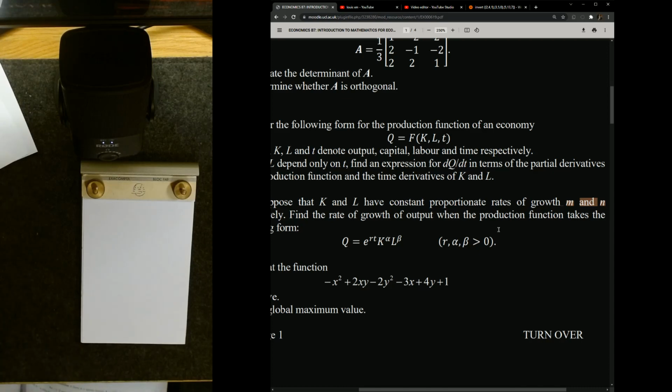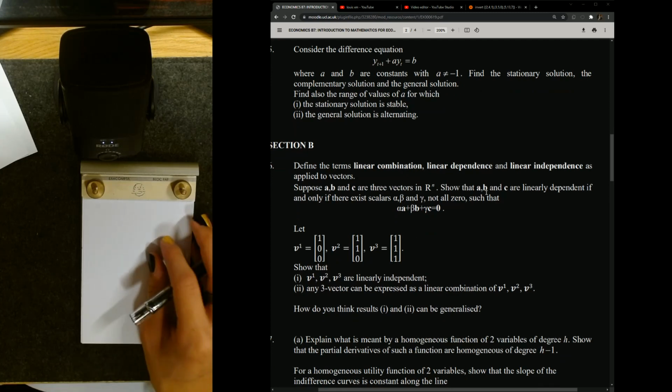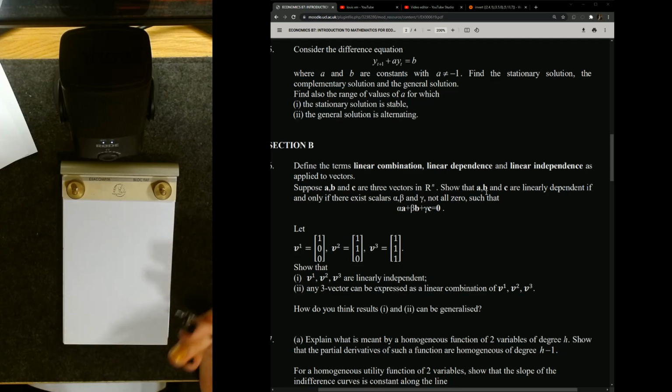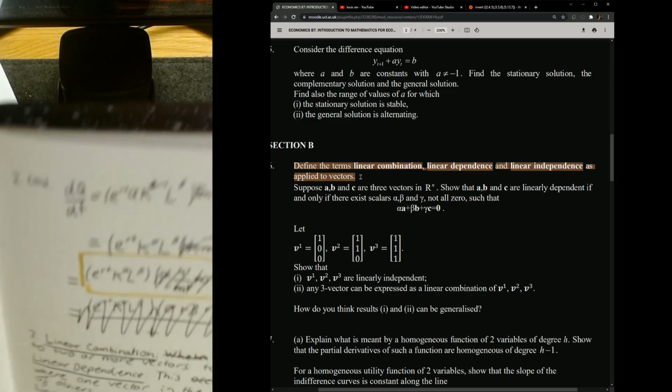Now moving on to number 9. Let me just pause as I scroll. Voila! Here it is. Okay, now I'm aware that a lot of people had trouble on this because it's a bit vague, but essentially I'm going to go through everything here. So, first of all, it asks you to define the terms linear combination, linear dependence, and linear independence as applied to vectors. I'm not going to bother writing it out, so I'm just going to get my notes and show you guys. Do you guys see?